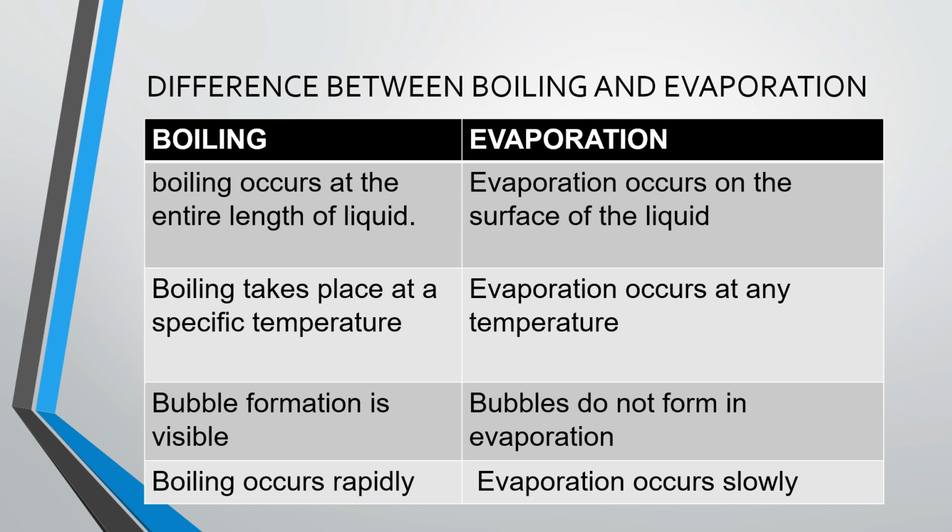Differences between boiling and evaporation. Boiling occurs at the entire length of the liquid, whereas evaporation occurs on the surface of the liquid. Boiling takes place at a specific temperature, whereas evaporation occurs at any temperature. Bubble formation is visible during boiling, whereas bubbles do not form in evaporation. Boiling occurs rapidly, evaporation occurs slowly.